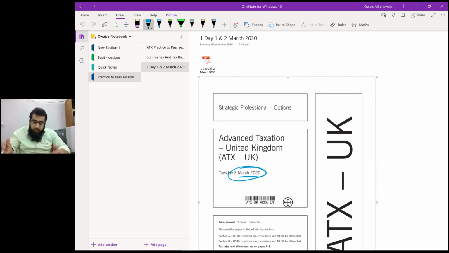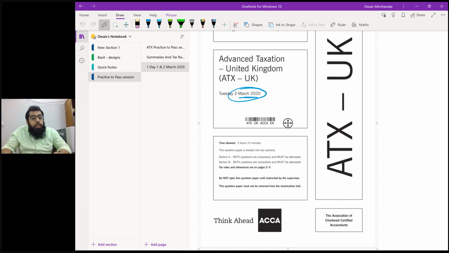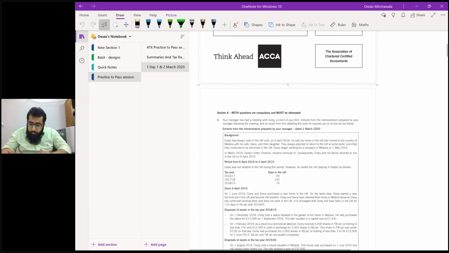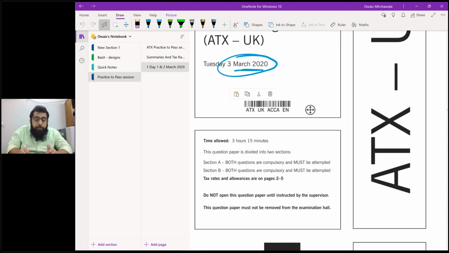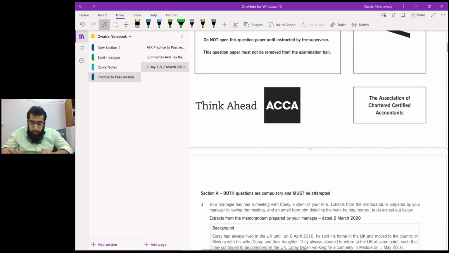Okay, let's start with the March 2020 paper. Now, this is the complete paper of March 2020. Let's look at the rules, what the examiner asked, and let's develop the answer for it.